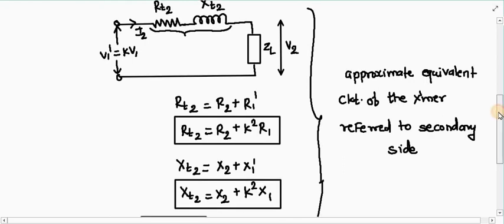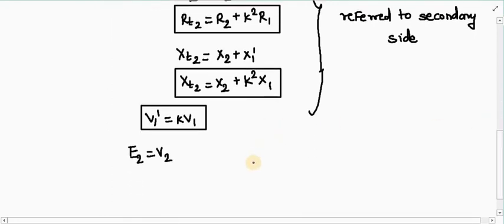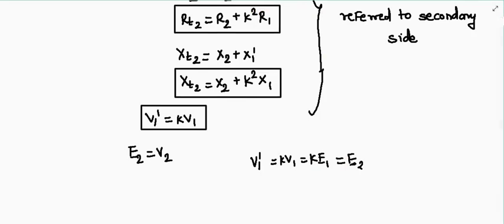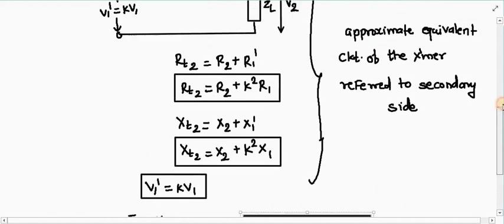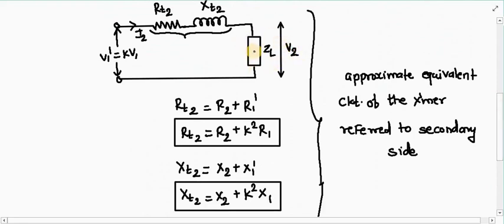Hence, what is the voltage available across the secondary terminal under this condition? It is nothing but V1 dash equals KV1 equals KE1, because my V1 is approximately equal to E1, equals E2. So this is the voltage available across the load or across the secondary terminal when my I2 will be 0, when I have not connected any load here. No load means no current taken, right?